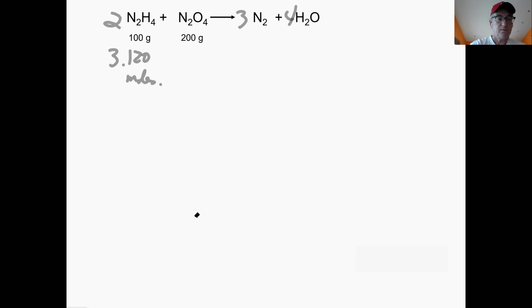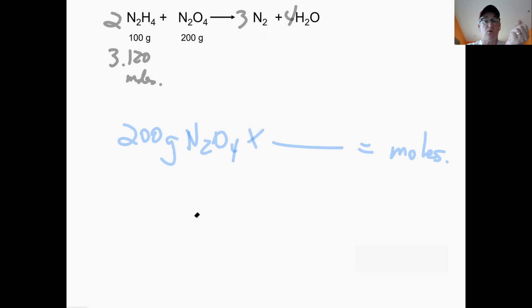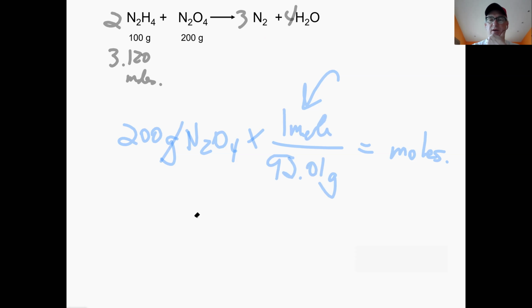So I've got 200 grams of N2O4. I'm going to multiply that by something to give me moles. So N2O4, how many moles of that do I have? What do I plug in? 92.01 grams per mole. And what do I do with that information? Put the 92.01 grams under and 1 mole above. Right. So that way I cancel my grams. I'm left with moles, which is what I want. So how many moles is that? A little over 2 by the looks of it. 2.174.